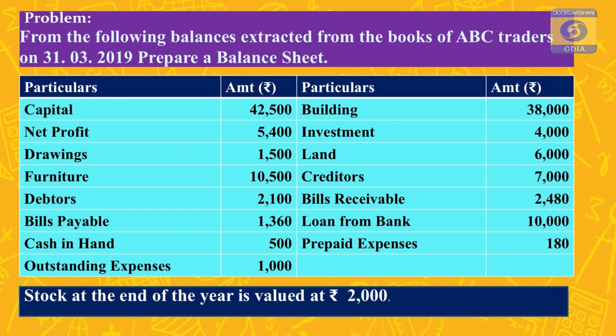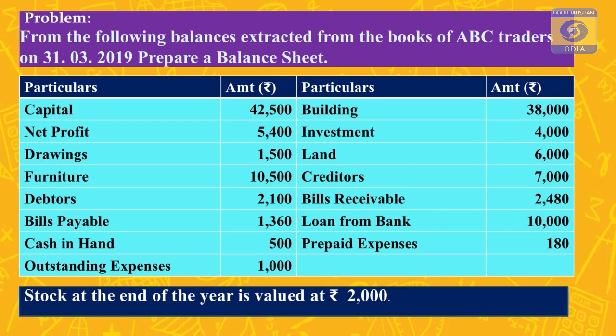Furniture will go to the asset side, it will show a debit balance. Debtors will show a debit balance, it will go to the asset side. Bills payable will go to the liability side because it will show a credit balance. Cash in hand, we know it's an asset, it will go to the asset side. Outstanding expenses is a liability, it will go on the liability side. Building is an asset, so it will go on the asset side.